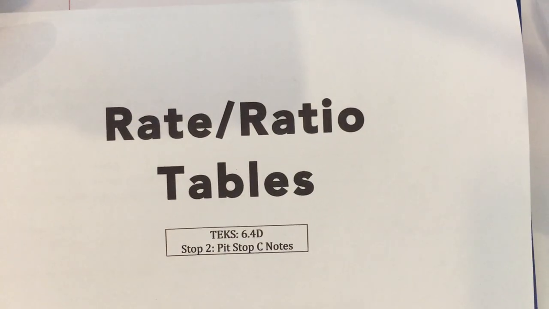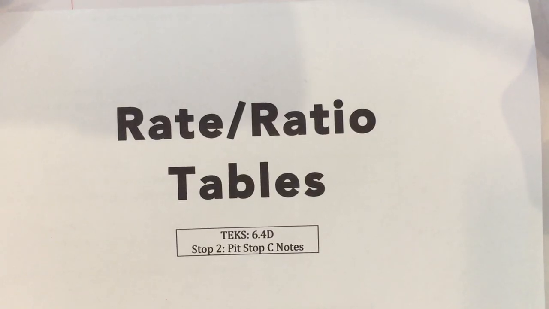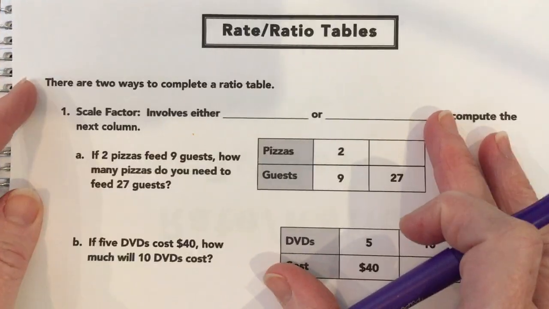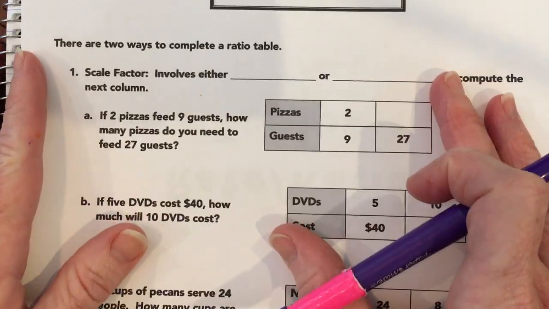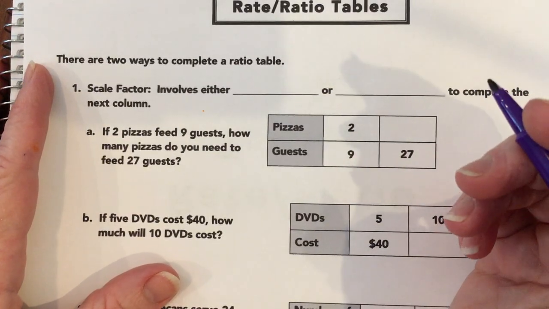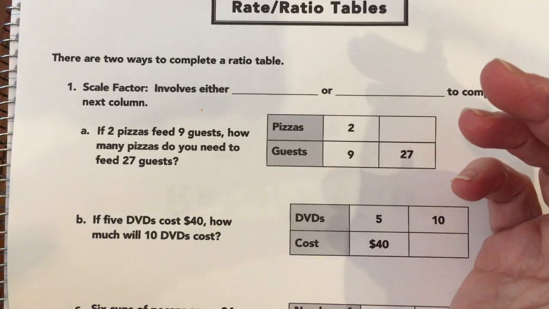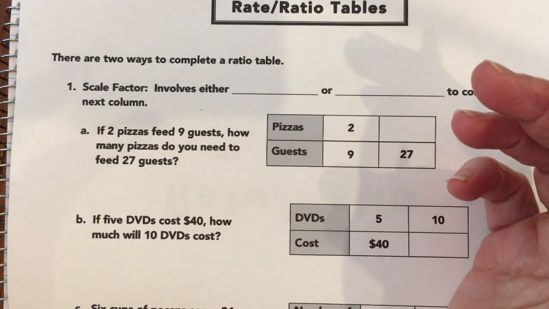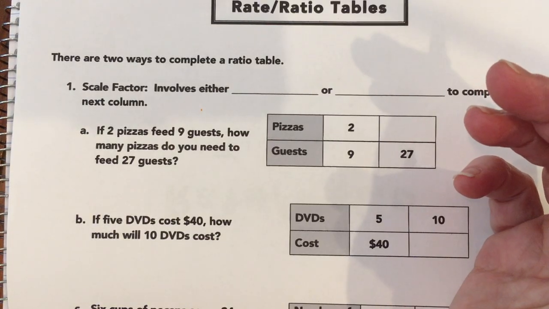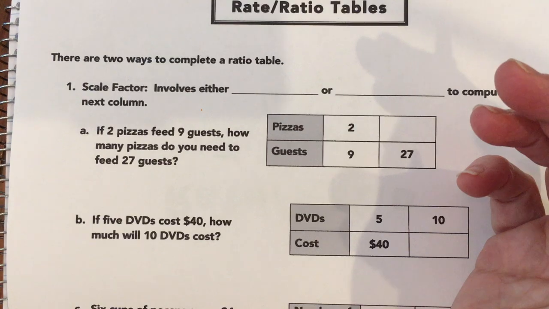Hi there, in this video we're going to be talking about how to complete rate and ratio tables. In earlier videos we talked about what rates and ratios are, and we're going to see as we continue in this chapter that rates and ratios can be used to solve prediction problems or comparison problems, and that's because we can take a ratio and make an equivalent ratio to use in a prediction type problem.